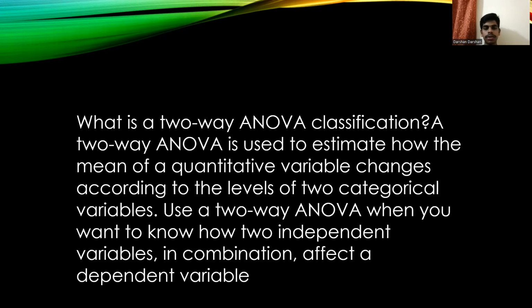So we'll see what two-way ANOVA classification is, how it is divided and classified. A two-way ANOVA is used to estimate how the mean of a quantitative variable changes according to the levels of the categorical variables. Use a two-way ANOVA when you want to know how two independent variables in combination affect a dependent variable. It is classified like this.